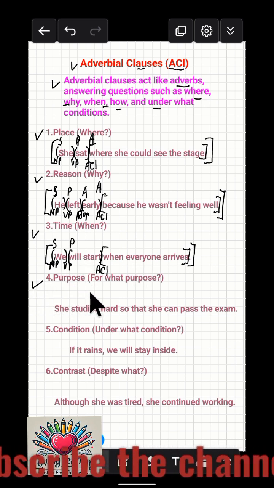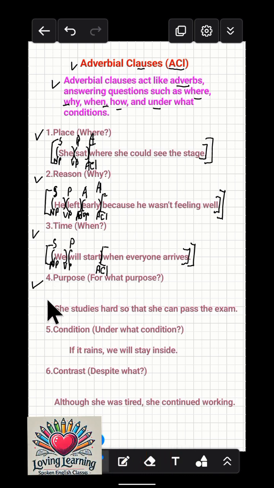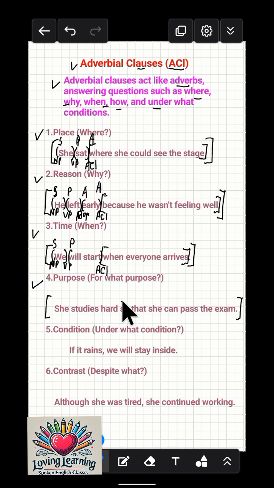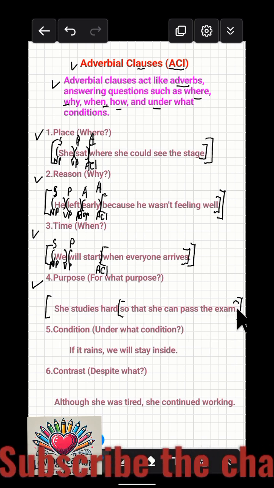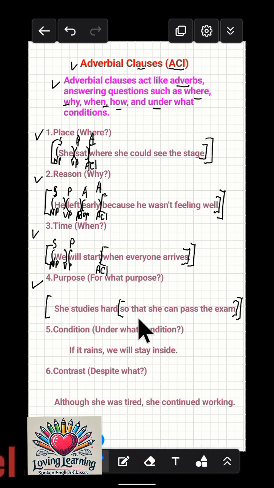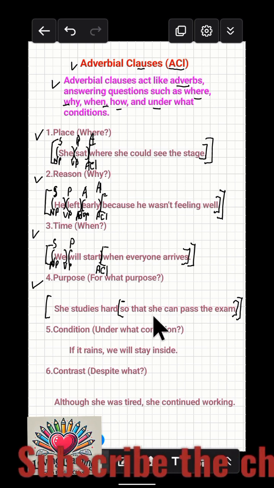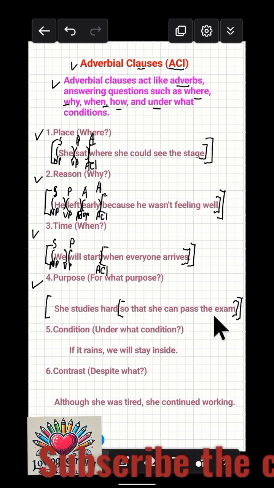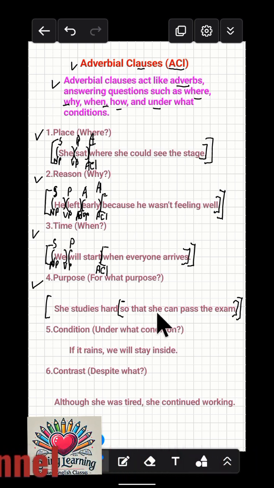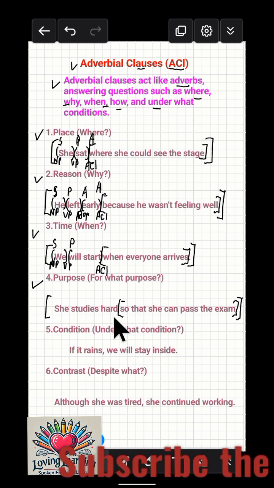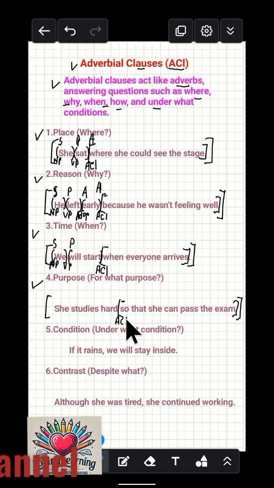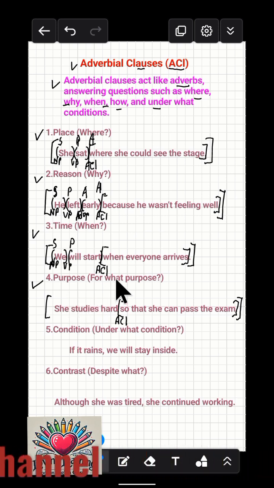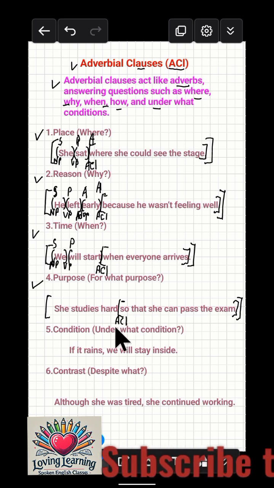Let us see the fourth example: purpose, for what purpose? First we give the square bracket, then find the subordinate clause. He studies hard so that he can pass the exam. So that he can pass the exam is our adverbial clause, as it is telling the purpose of why he is studying so hard. He wants to pass, so that's why he is studying hard. The purpose is given here, and that's why this is an adverbial clause.